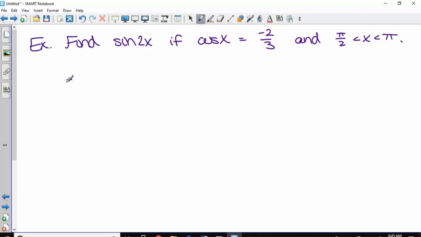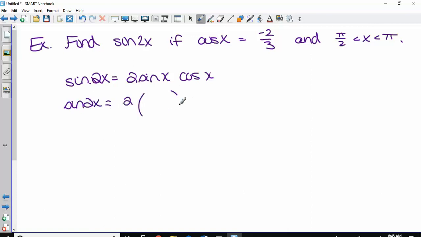This time I'm asking for sine 2x. There is only one formula choice here, so we can't just choose wisely and save ourselves time. We have to go with this route. We don't know the sine 2x. I don't know sine x, but I do know cosine x. How am I going to get my sine? Triangle. If x is between pi over 2 and pi, what quadrant is that?